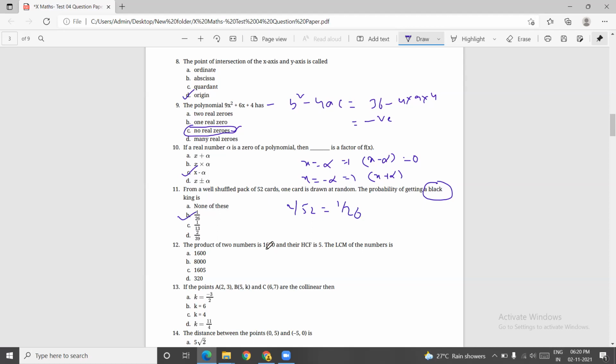The product of two numbers is 1600. Their HCF is 5. Then the LCM of the numbers? The product of two numbers is equal to the LCM of the numbers into the HCF of those numbers. They gave the HCF, so how to calculate the LCM? The product of the numbers by HCF will give the LCM. Am I right? 1600 by 5 is the direct answer. 1600 by 5? 500 is 100, so 16 into 2 is 320. Answer is 320.